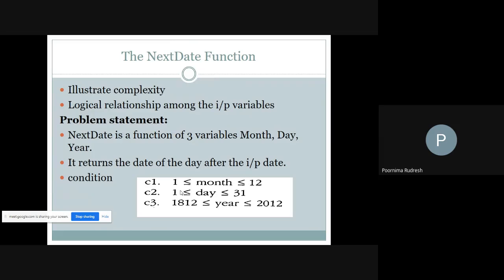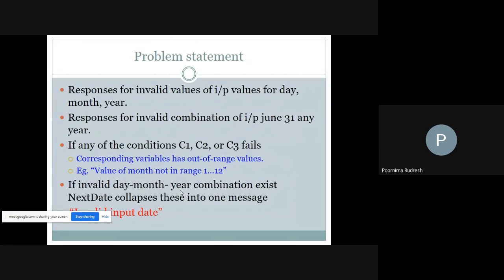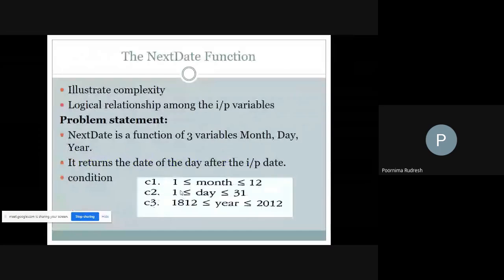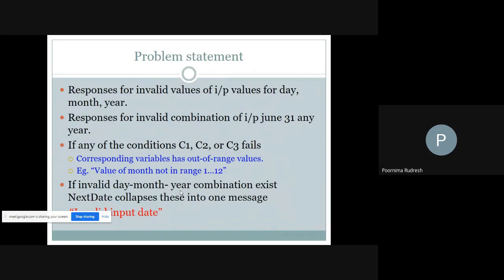So as I said, the program will give the invalid output when we enter the month greater than 12, or the day greater than 31 or less than 1, and the year less than 1812 or greater than 2012. So these are the responses for invalid values of inputs for the day, month, and year.